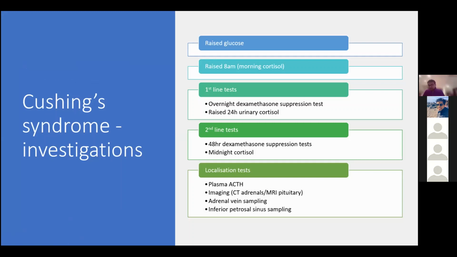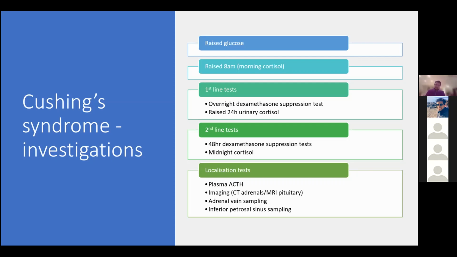And someone's asked about this earlier, so I'll talk about this now. For the first line tests, there are different alternatives. You can do an overnight dexamethasone suppression test, where you give someone a dose of dexamethasone, usually at midnight, and then you get them in the next day in the morning and measure their cortisol levels. This is the preferred way. A raised 24-hour urinary cortisol is another way of testing for it, but as you can imagine, collecting urine for 24 hours from someone is very cumbersome, so it's not usually done that often anymore.